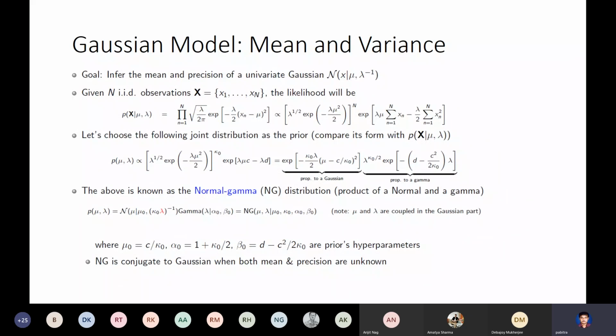So this is my likelihood function, x given mu and sigma. If I just write it down, this is just a plain old Gaussian distribution. If we write it down, it looks like this.